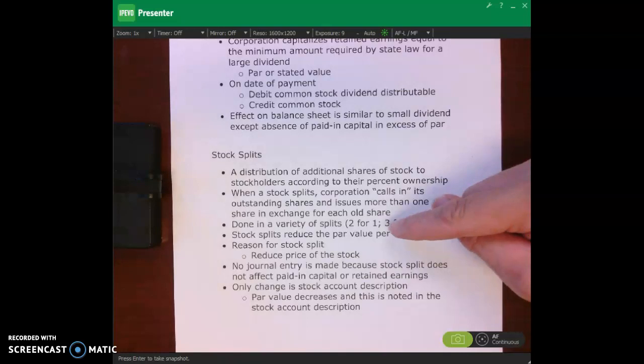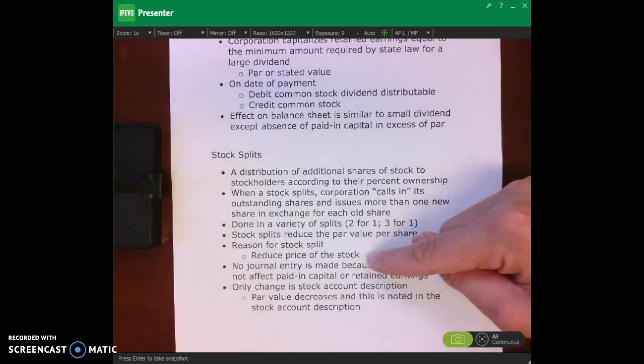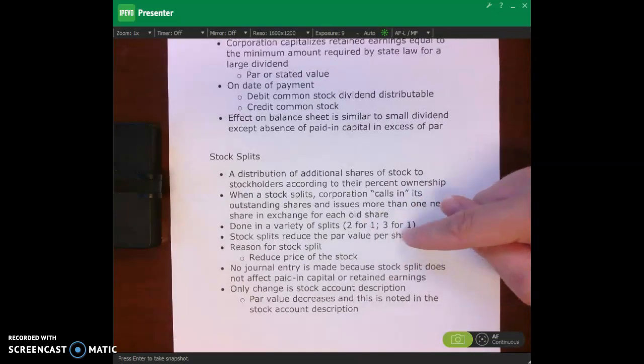So it could be, for example, a 2-for-1. So if you have one share of stock, the corporation does a stock split, now you have two. This will reduce the price of the stock because the supply now of outstanding shares has gone up. So a company might want to do a stock split to keep the stock price affordable. And so when that stock splits, now you have 2 shares for each 1 share or 3 shares for each 1 share of stock that you have.